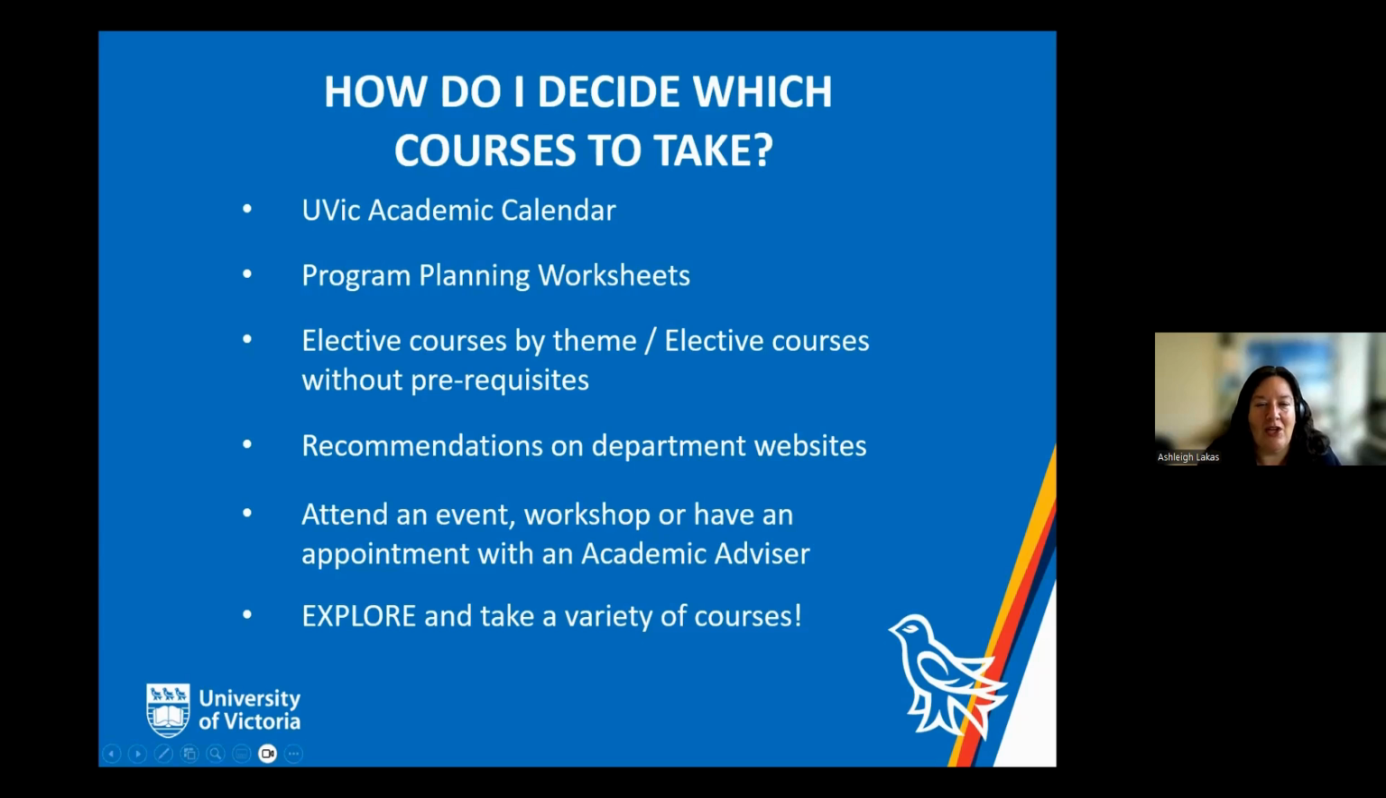Things that you can use to help you decide which courses to take include the UVic academic calendar and our program planning worksheets that the Advising Center has built for each of these programs. We also have a resource that lists elective courses by theme, so you can see which courses might be in your area of interest that you maybe wouldn't have thought of before. You can also find elective courses that don't have prerequisites, so anyone can take them and you don't require any special background.